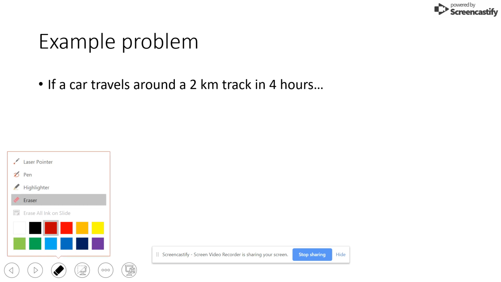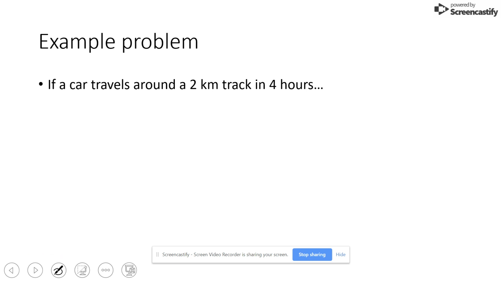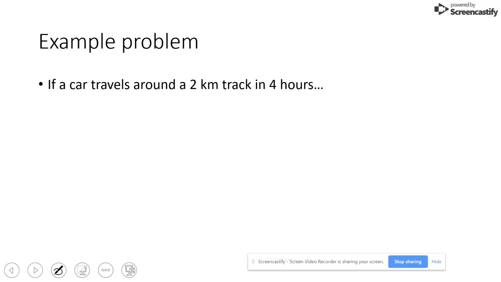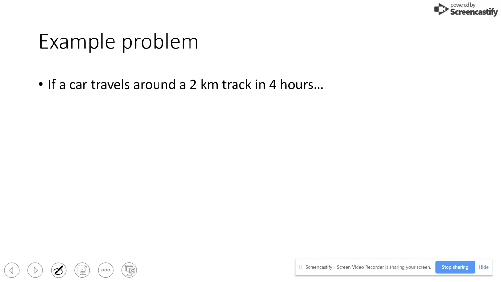Okay, so now we are looking at a car that travels around a 2 kilometer track in 4 hours. If we draw our picture for this, we start here, and since it says we're going around, that means it's going to be a circular track. So we're going around, and this is 2 kilometers in 4 hours.